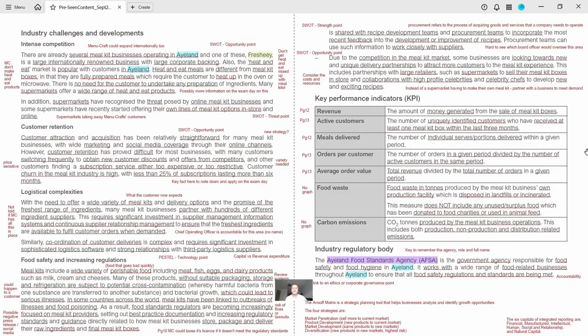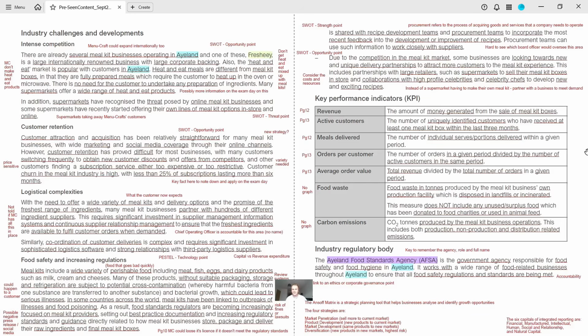So this is where they share the recipe with the development teams and procurement teams to incorporate the most recent feedback into the development or improvement of those actual recipes. The procurement teams can use this information to work closely with suppliers to make sure that they actually have the correct goods. So anything to do with procurement, or if it comes up as a requirement on your exam day, this is about the process of acquiring those goods and services that a company needs to operate.